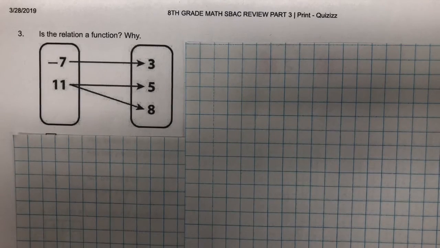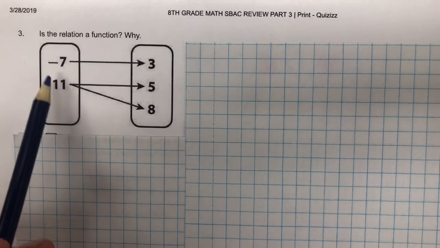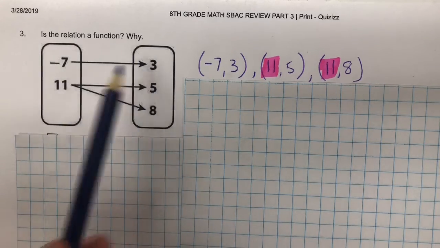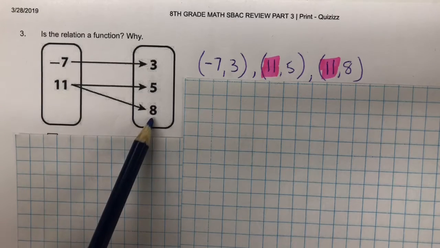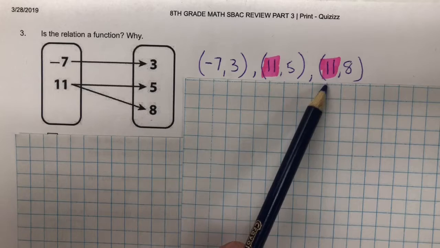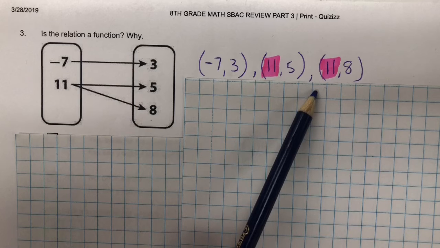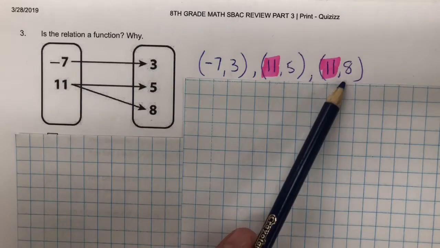For number 3, is the relation a function? Well, again, I have a mapping diagram, and I'm going to write them as ordered pairs. So I have (-7, 3), (11, 5), and (11, 8). So you see that the x values repeat. If the input or x values repeat, it is not a function. They are paired with two different output values.